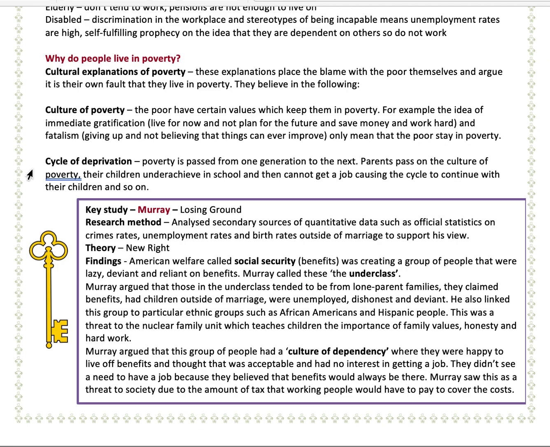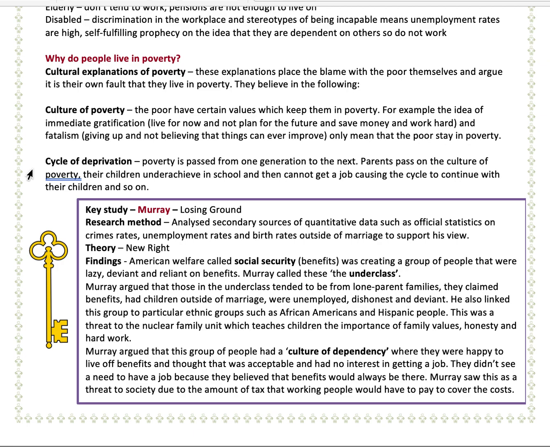So we referred to social security benefits, that's the American system, and he argued that those claiming from the welfare state were part of the underclass, those who were unemployed and not seeking jobs. He argued they were usually from lone parent families as well, who were less able to socialise their children into the norms and values of our society. So he argued that lone parent families were inadequate at the socialisation process.